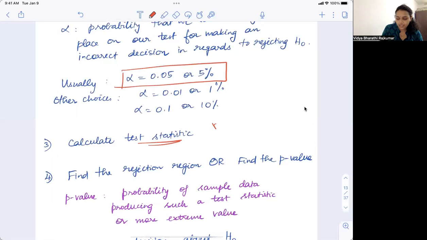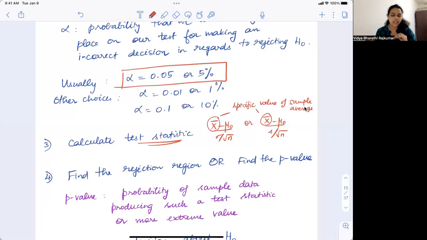So you take your x bar and you compute a statistic which looks like this, or another one which looks like this, depending on the case. Here x bar is the specific value of the sample average in your particular case. Okay? That's the third step.